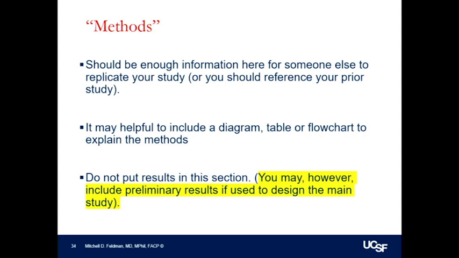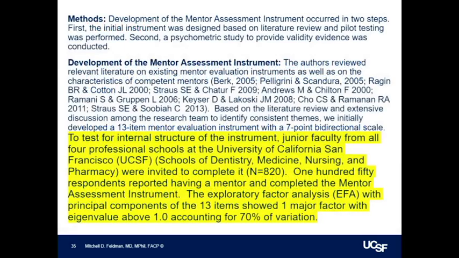So often diagrams, tables, or flowcharts are really helpful with methods rather than a lot of words. You don't want a lot of words in your method section if you can. And you do not want to put results in the method section. That's a huge red flag for editors. Except, and I'll show you an example, if you got some results from a pilot or something that helped inform the development of your bigger survey, you can include that because that's part of your development of your survey, right? So then you'll have results in your methods, but that's really unusual.